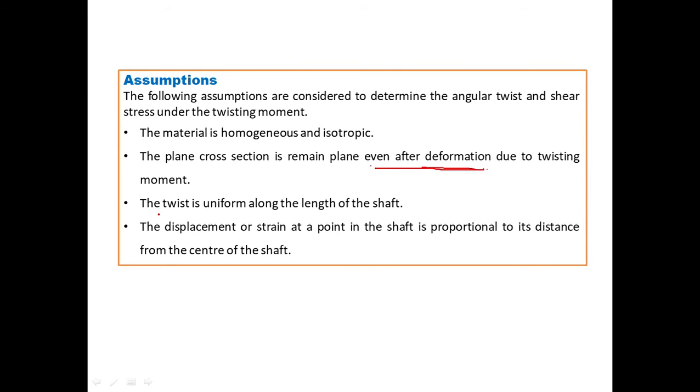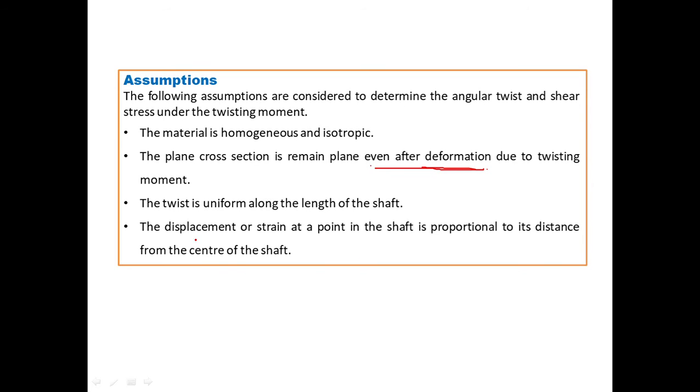The third assumption is that the twist is uniform along the length of the shaft. Due to twist, the cross-sectional fiber, that is the transverse fiber, will not get any twist, but the longitudinal fiber will get twist.